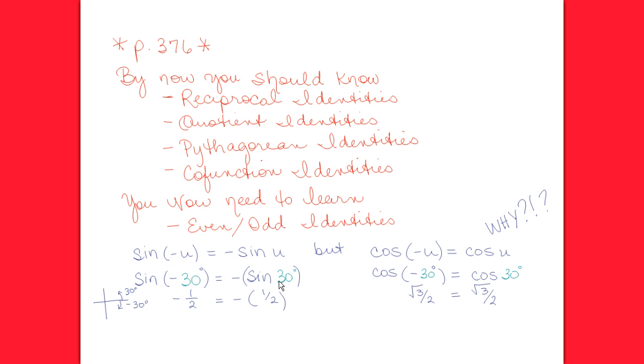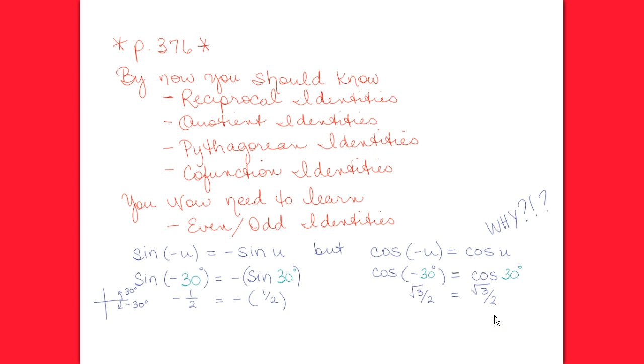All right, so when we plugged in 30 for u, we got negative 1/2 on the left, and when we plug in 30 for u, we get sine of 30, which is 1/2, so we would need that negative out in front to balance it out. So we can see the formula works. Same idea over here. If we put 30 in for u, we get square root of 3 over 2, and on the other side we also get square root of 3 over 2, so we can see that formula works.